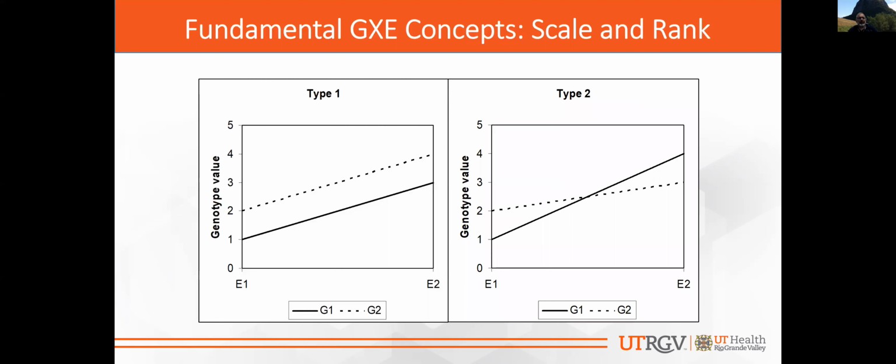So let's talk a little bit about gene by environment concepts so that we can understand as we talk about our findings. So in type 1, you see the genes 1 and 2, the solid line and the dotted line. As you go from one environment to the second environment, they both go the same. They both go up, and it's the same. You look at type 2, the gene 1 changes as you go from environment 1 to environment 2, but gene 2 doesn't change.